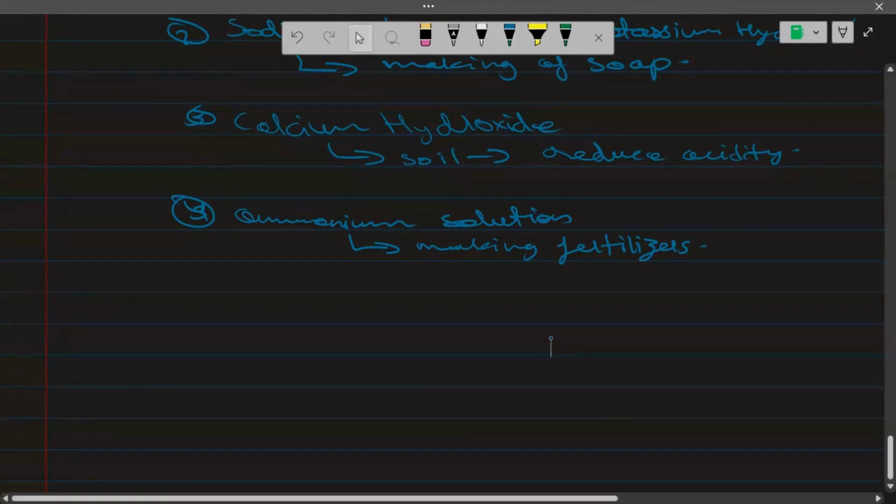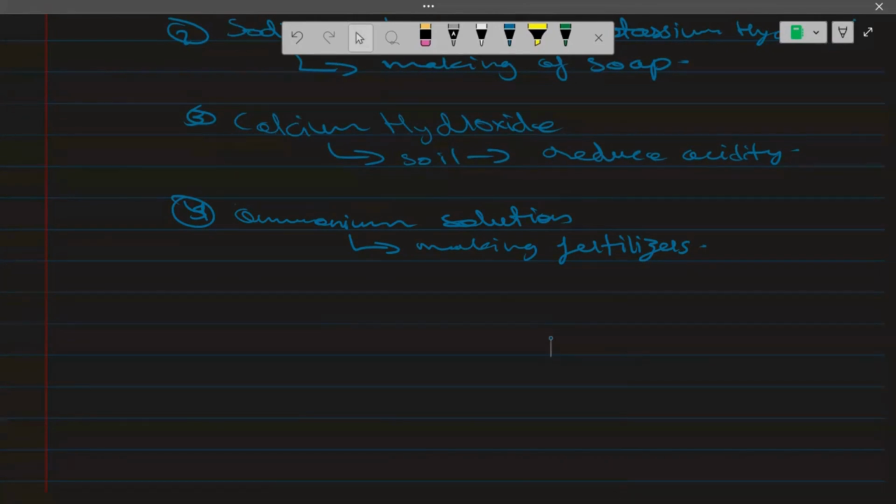So these are some of the uses of alkali, and that is it for this class. In this class, we have discussed what a base is, what an alkali is, and the main properties of a base: it turns red litmus paper blue, it is bitter in taste, it produces ammonia gas when heated with ammonium salts, and it reacts with a solution of one metal salt to give another metal salt and metal hydroxide. It reacts with acid to form salt and water, and that is also known as neutralization.